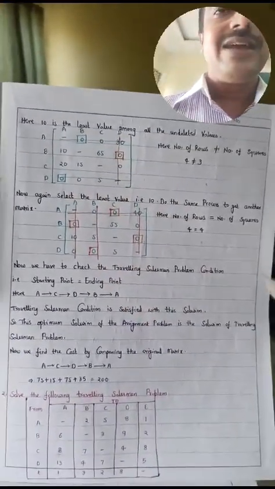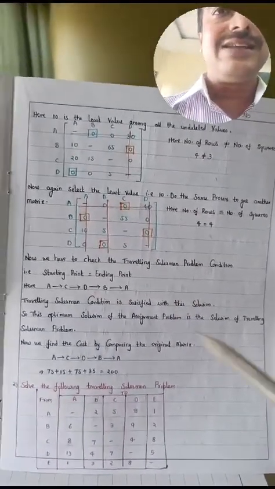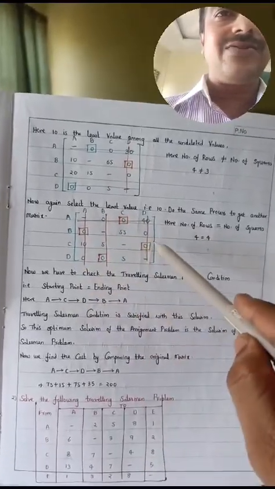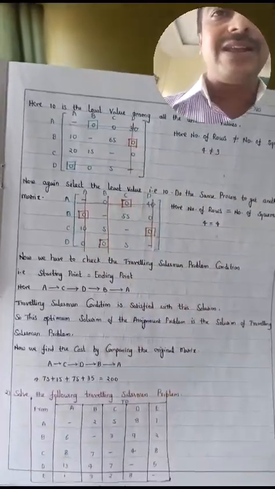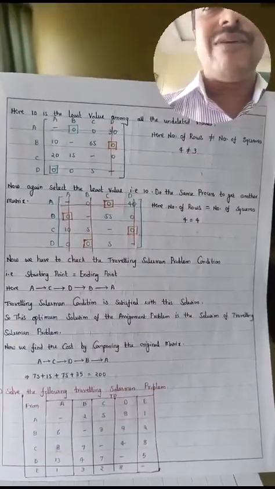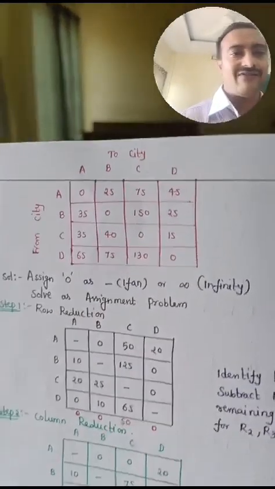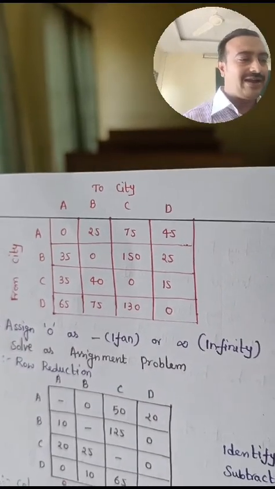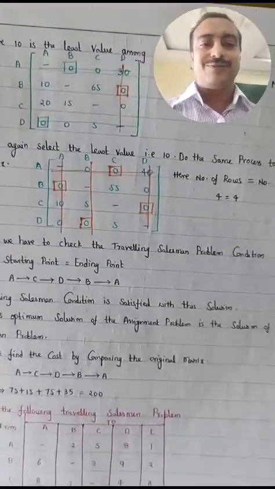In that way, if I observe, there are now 4 allocations: A is allocated to C, C is allocated to D, D is allocated to B, and B is allocated to A. The original values for these are taken from the given table and added, which gives the cost for the transportation. Thank you.